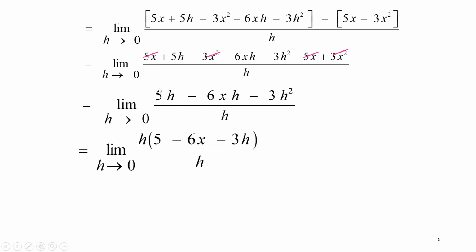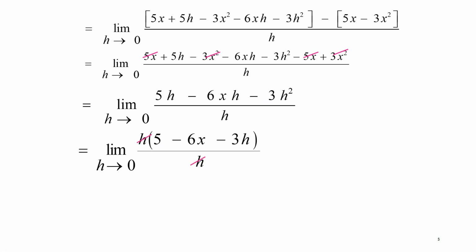So h is common on top. We can actually factorize h. H is common here, h is common here, h is common here, so we can factor h outside, and the other things are inside the parentheses here. So h into 5 becomes 5h, h into minus 6x becomes minus 6xh, and h into minus 3h becomes minus 3h squared. Everything divided by h. This h is from the formula.